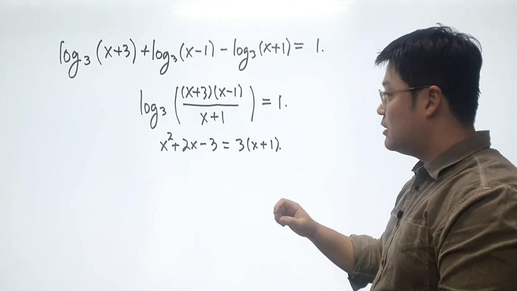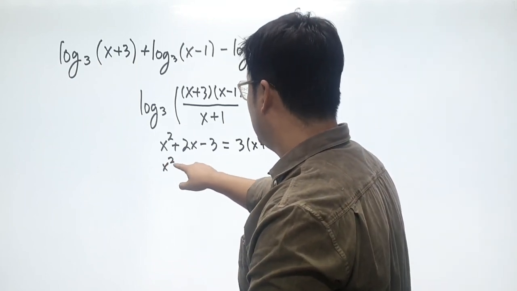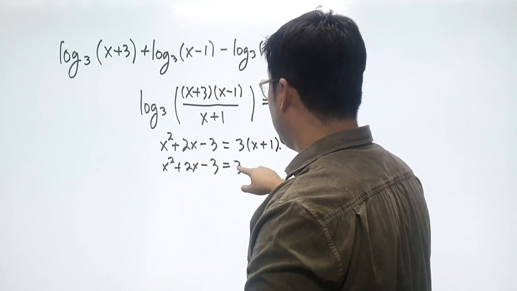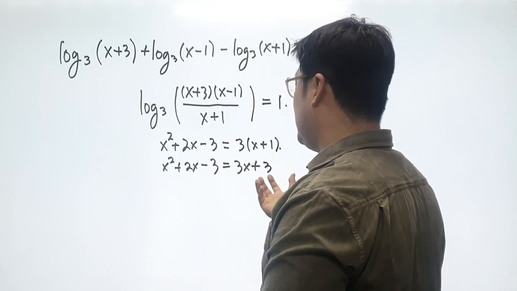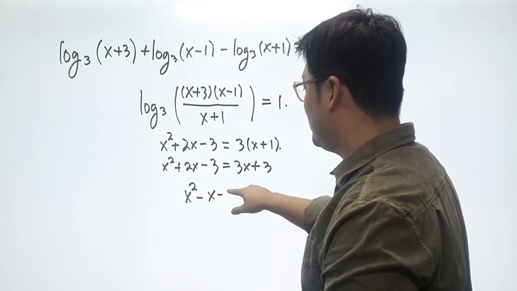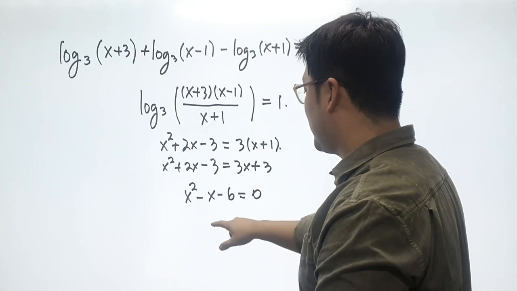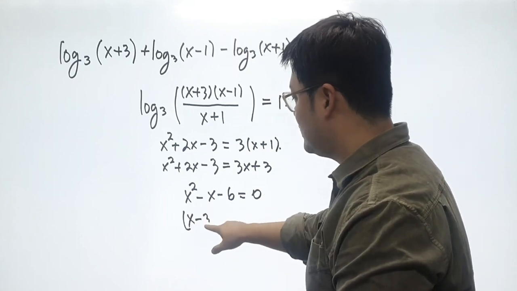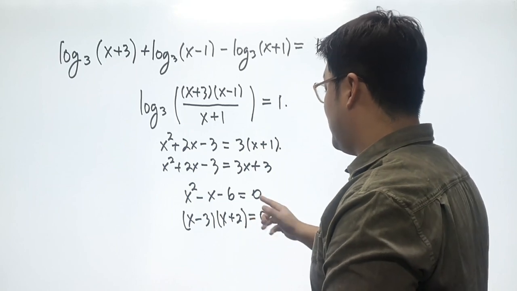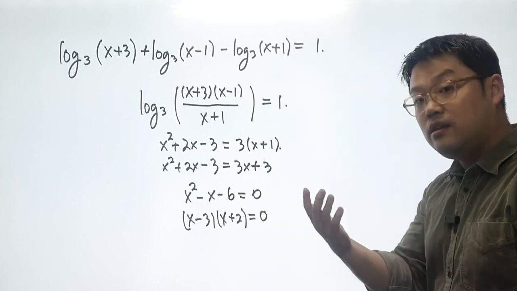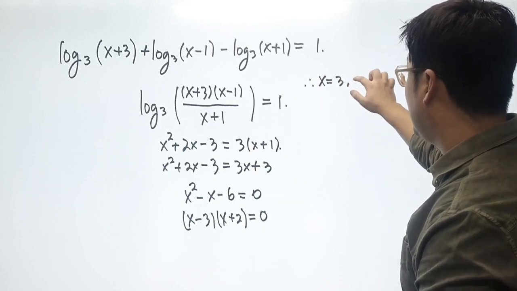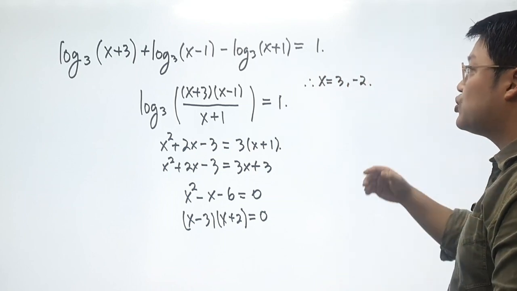If I solve this equation, x squared plus 2x minus 3 becomes 3x plus 3. If I move these terms around, we get x squared minus x minus 6 equals 0. You can factorize this quadratic, and you get two solutions: x equals 3 or x equals negative 2, but one of them should be extraneous.